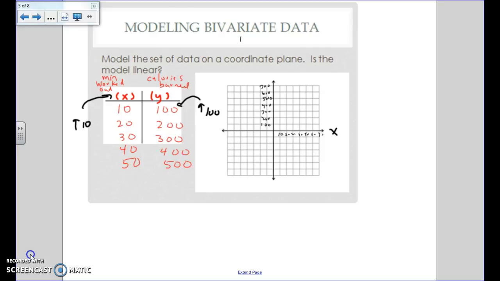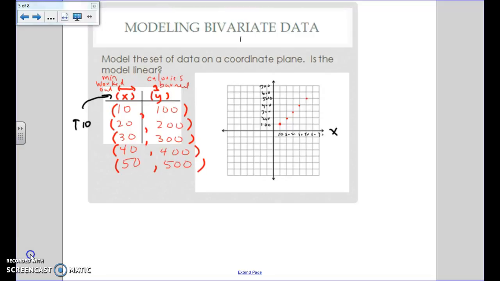So, like we were talking about earlier, this t-chart actually represents ordered pairs. And so I have these ordered pairs here, 10, 100, 20, 200, 30, 300, 40, 400, 50, 500. And so in this case, when I graph these points, I go over 10, up 100, x first, y second. So over 10, up 100, that point would be right there. And then again, I look at the next point, 20, 200, over 20, up 200. And then over 30, up 300, over 40, up 400, over 50, up 500.